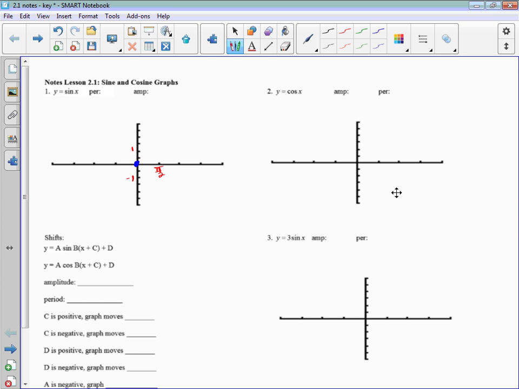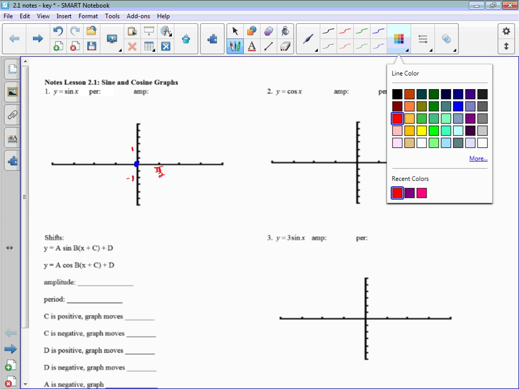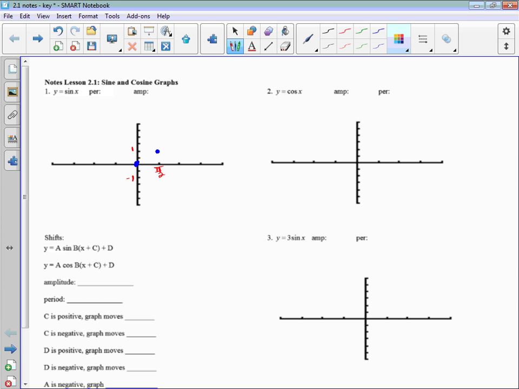I'm going to put some labels on my y-axis there too. And I'm going to put a dot. We got 2 dots. Are we okay so far, guys? You're still with me? Okay.